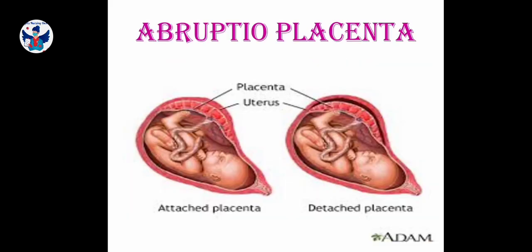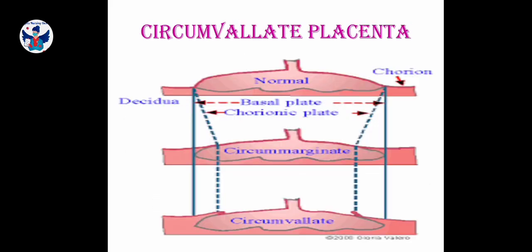Okay. Next is abruptio placenta. In normal, it is attached to the maternal surface, but in detached placenta, here it is separated. Okay. Next is circumvallate placenta. You can see the first stage, it's normal. That is, it is properly placed on the chorion layer. And in the second picture, slightly it is emerged. That is circummarginate, and in circumvallate fully it is inside. Okay, so the basal plate and the chorionic plate are not getting properly attached for the placenta.